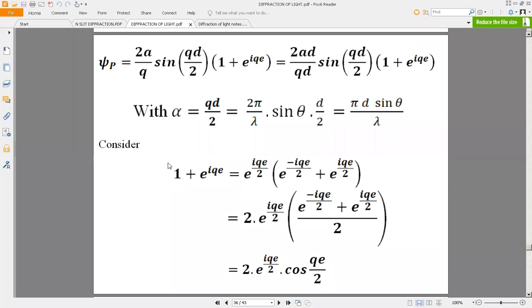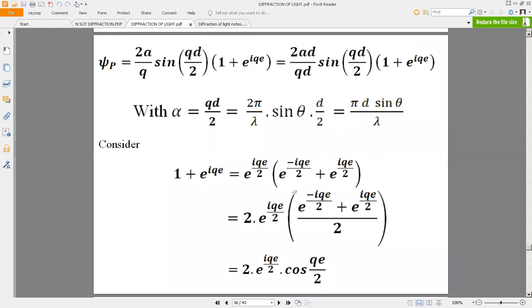Then what happens? Here I want to get 1. So this is e power some beta, let us say, e power i beta, into something equal to 1. It is obviously e power minus i beta, because e power 0 is 1, right? So what I have done is I have taken e power iqe by 2 outside, and this term I have written as e power minus iqe by 2. e power a into e power minus a is e power a minus a, which is e power 0, and hence it is 1. So I am back with the same 1.